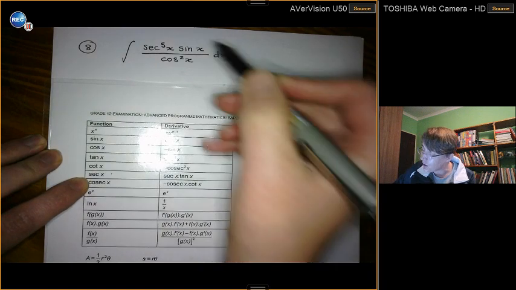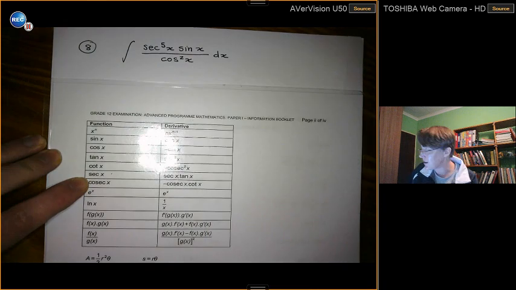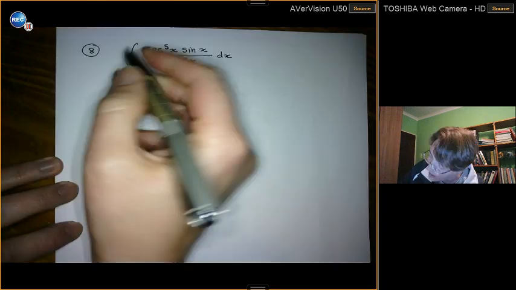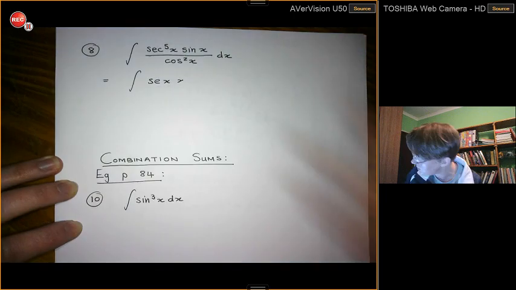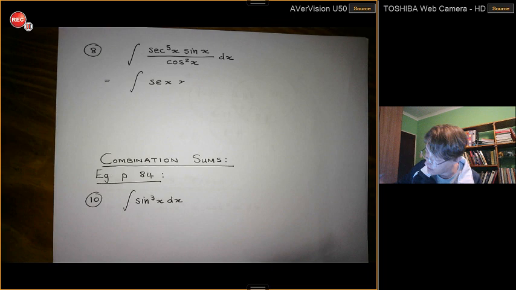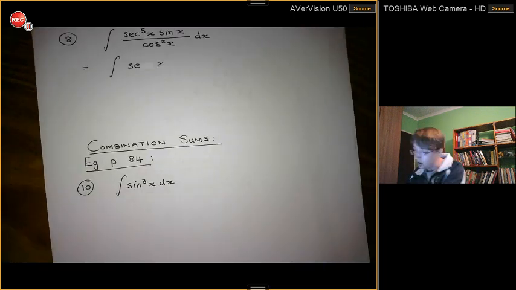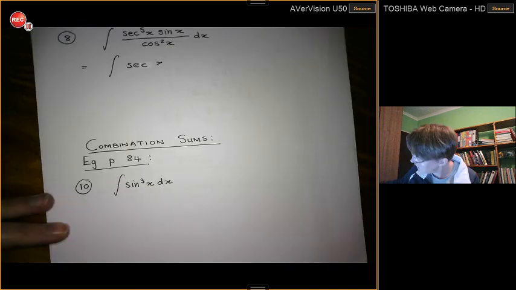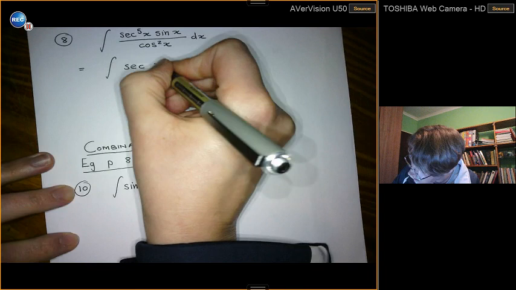Now, looking at this, it seems that might not work. But if I manipulate this slightly, like this, and I say this is sec of x to the power 5, whoops, this is obviously not a good day for me to do trig integrals. Looking at all the mistakes I'm making. That's better. Sec of x to the power 5. I can then rewrite this.